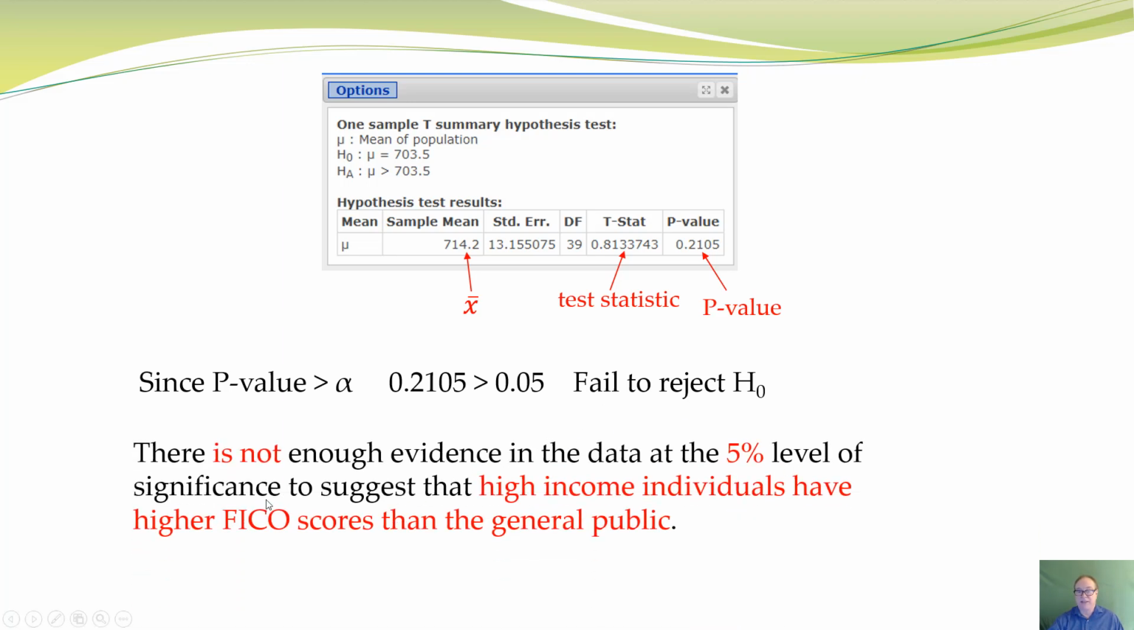So that means if we fail to reject, there is not enough evidence in the data at the 5% level of significance to suggest that high-income individuals have higher FICO scores than the general public. Now, when you first looked at this problem, you saw an average of 714.2 compared to the 703.5. You probably thought, yes, they are going to have higher. But when you run the hypothesis test, it's not statistically significant. So therefore, we can't state it. Just because one sample had a mean higher than 703.5, there are other factors that we have to check with the standard deviation, etc., which is what goes through the formulas.